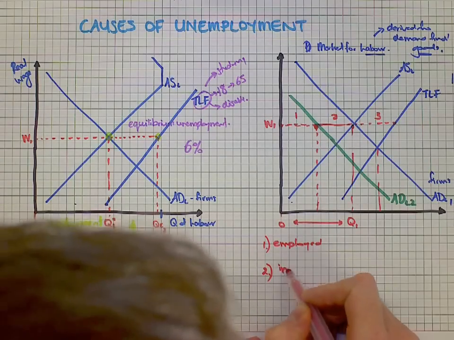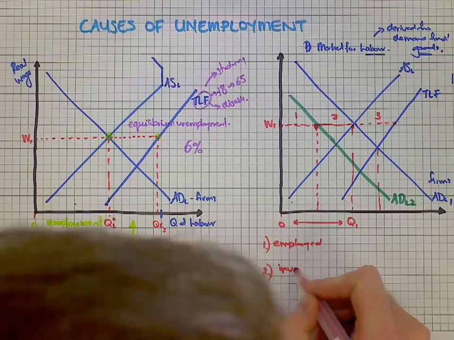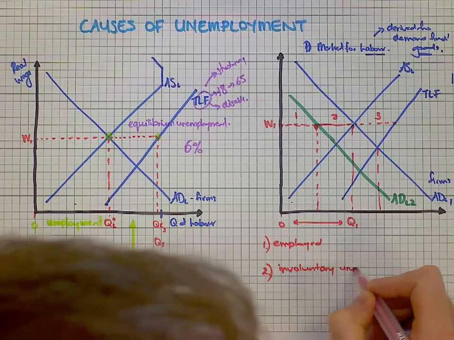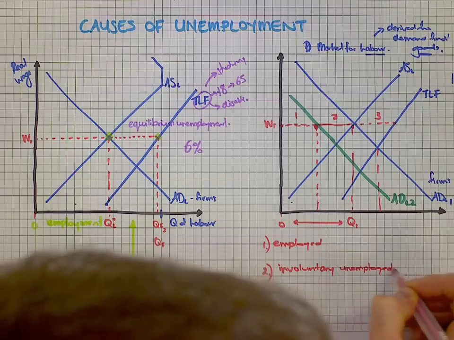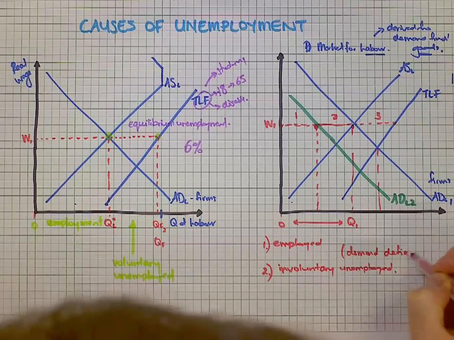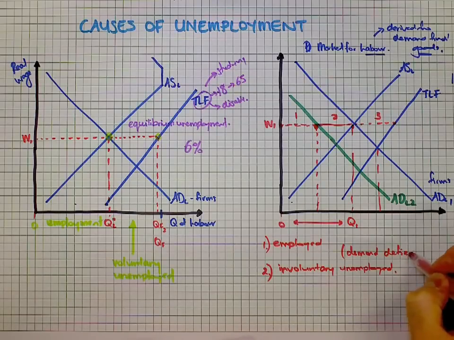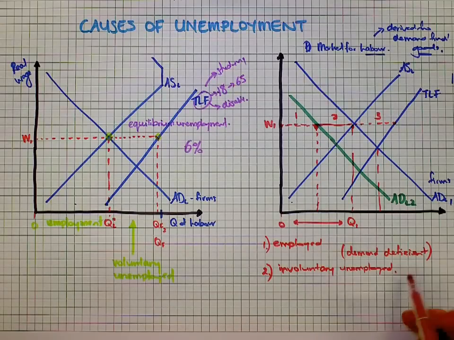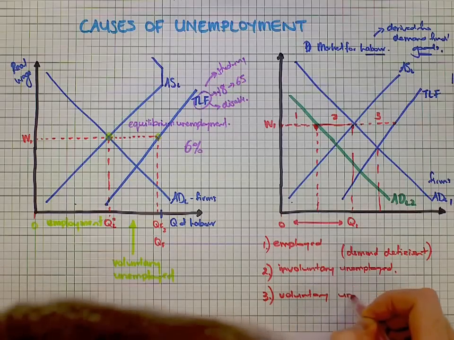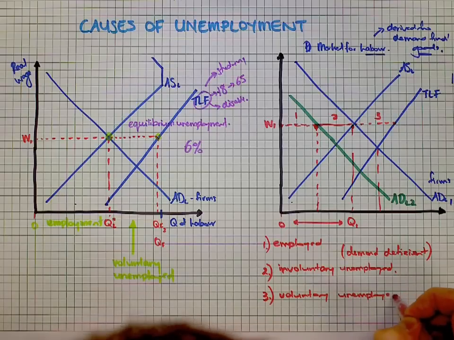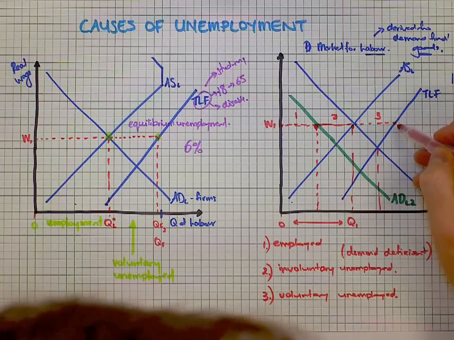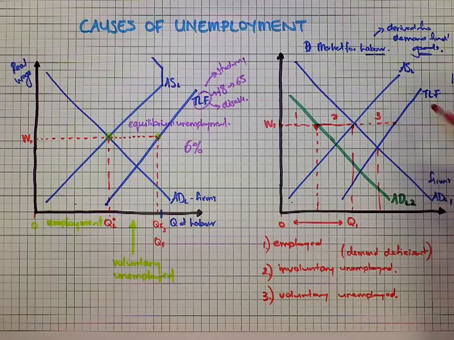Secondly, we have this group of people here who would like to work. We're happy to work in the economy, but we call them involuntarily unemployed. And this is often described as being the people that are unemployed because of the demand deficiency in the economy. Thirdly, we still have these people that are voluntarily unemployed and decided they don't want to work at the current wage rate. So we've got these three different types of unemployment that occur in the market.